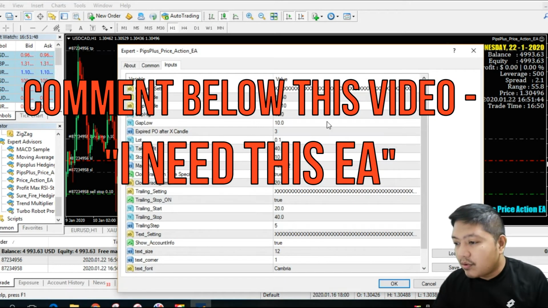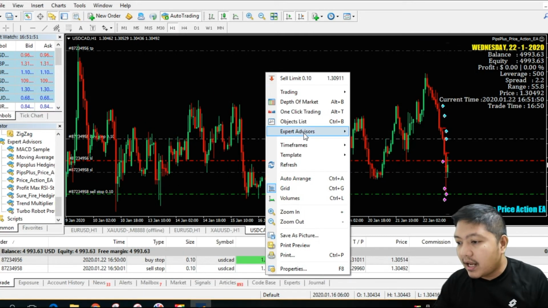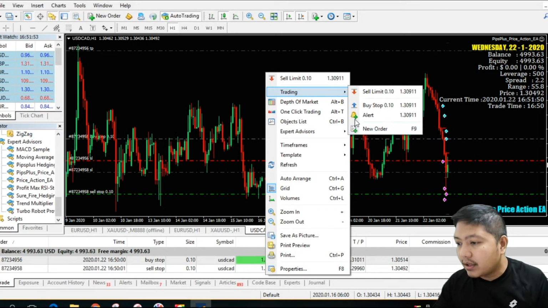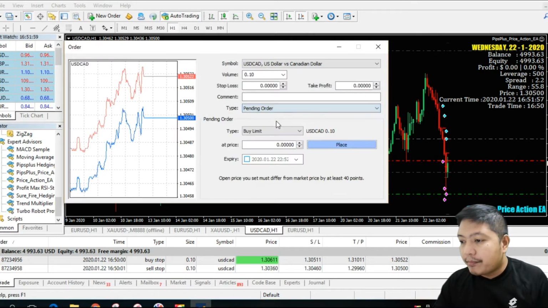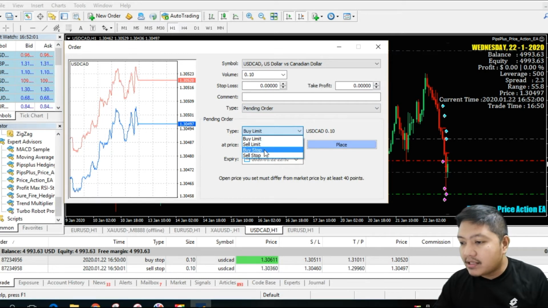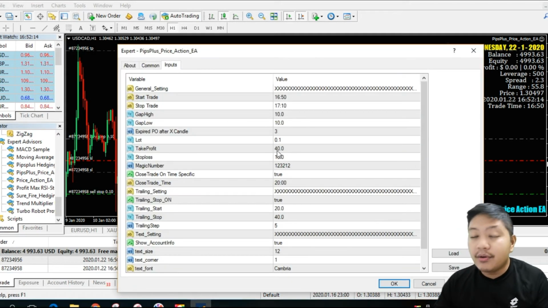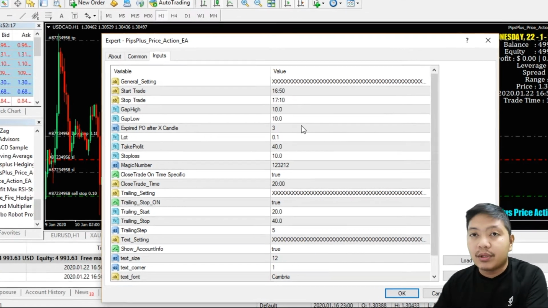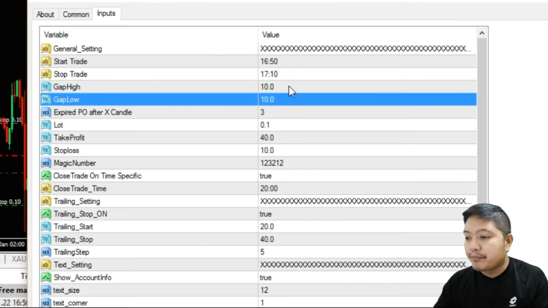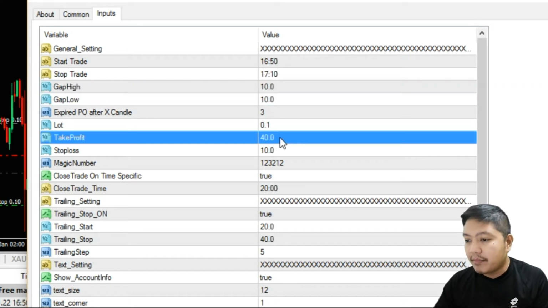By the way, if you don't want this EA, you can trade manually here. You go to trading, new order, and use a pending order: buy limit, buy stop, and sell stop are all the same. You just put in the current price that we have, and your TP will be 10 pips, the same as here. Here you have it preset, but you just key in what you want. So I want 10 pips, my buy stop will be at 10 pips, my sell stop will be at 10 pips, and then my take profit and stop loss.